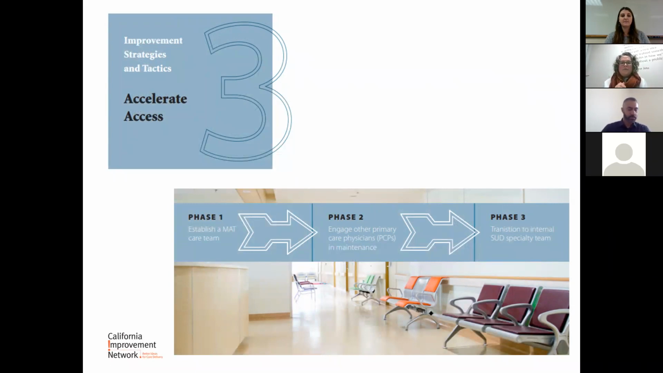So, right, this starts with establishing a small care team. Organizations then work to engage other PCPs in maintenance of medication-assisted treatment. And as they grew, more clinicians prescribing, reaching more patients, of transitioning that initial MAT care team that became experts into kind of like an internal specialty team to continue supporting the wider care teams.